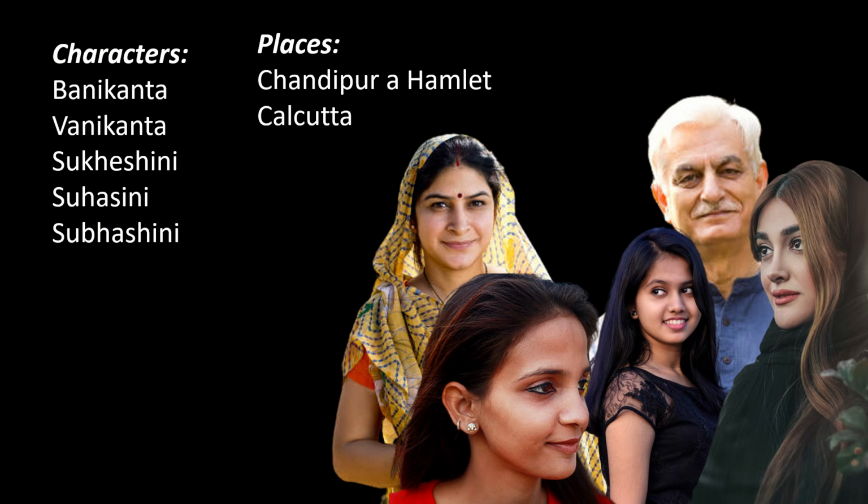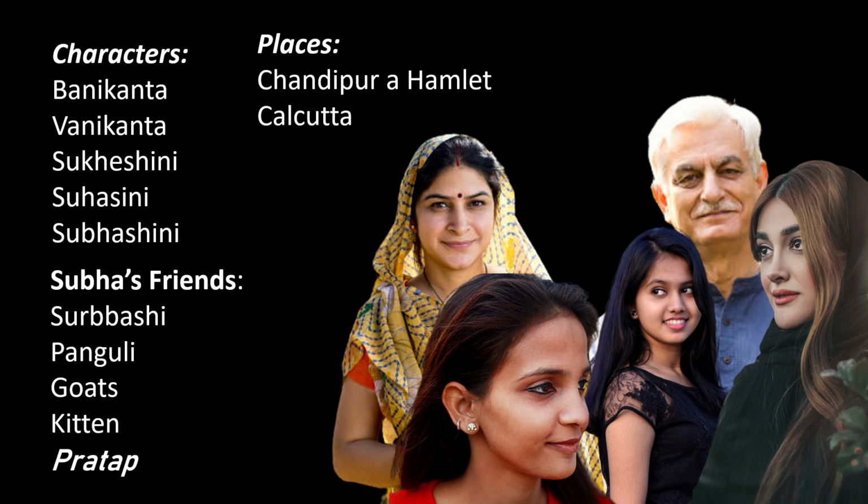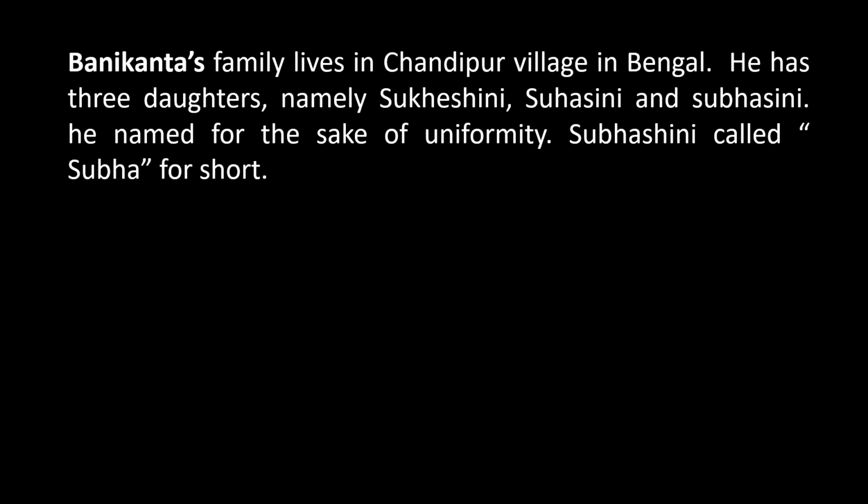Next, the places shown in this story are Kolkata and Chandipur, a hamlet. Subha's friends are Sarbhashi, Panguli, goats, a kitten, and Pratap. Among these, Pratap is a human friend, and all the remaining are animals. The story begins with this. Banikanta's family lives in Chandipur village in Bengal. He has three daughters, namely Sukheshini, Suhasini, and Subhashini. He named them for the sake of uniformity. Subhashini is called Subha for short.